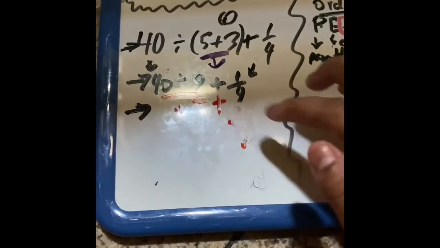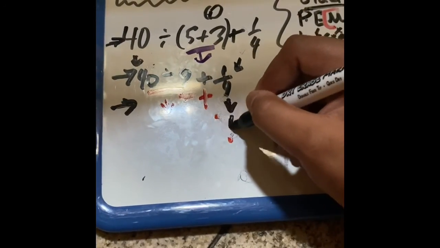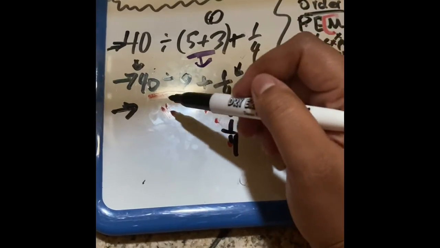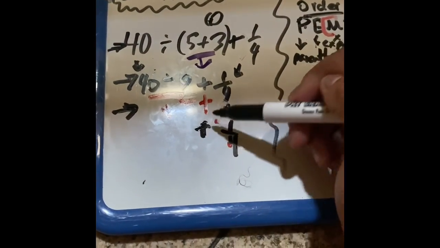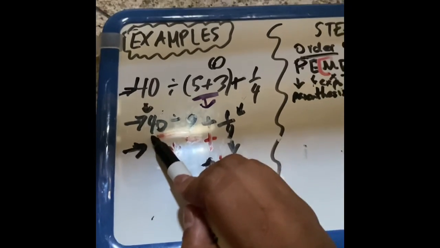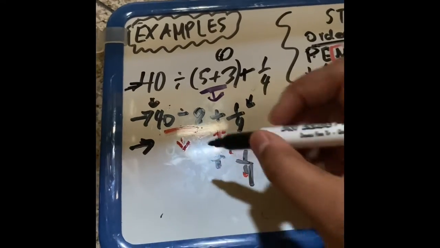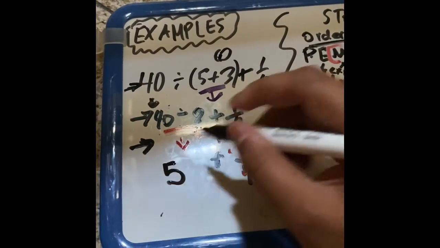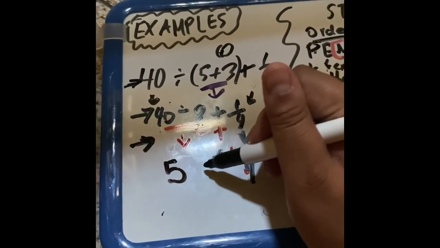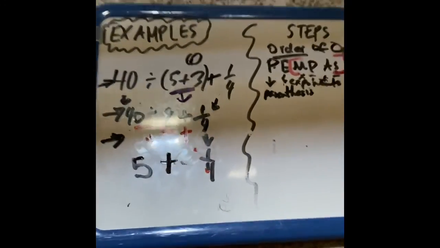Let me use a different color. It might make it a little better. 1/4, I'm just going to bring down. And then I'm going to divide 40 divided by 8. And if you've been studying your multiplication facts, you know that is 5. So now I have 5 plus 1/4.